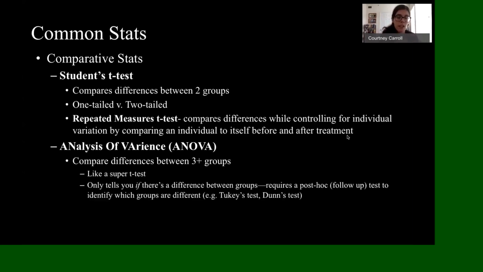Okay. Your ANOVA, you can think of it like a super t-test. It only tells you if there's a difference between the groups, however. You then have to follow it up with another test to figure out which group is actually the one that's causing the variance. And then you could do repeated measure ANOVAs as well.